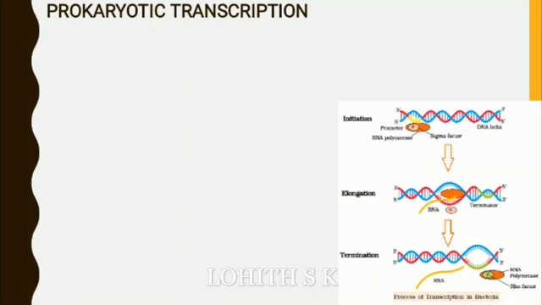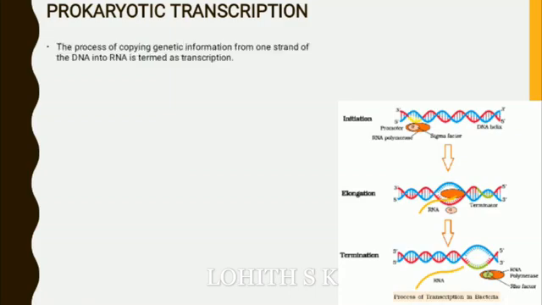See here the diagrammatic representation of prokaryotic transcription, and three steps are easily visible: initiation, elongation, as well as termination. So you need to draw this diagram first, and then you should write the points. The process of copying genetic information from one strand of DNA into RNA is termed transcription. Prokaryotic transcription takes place in the cytoplasm.